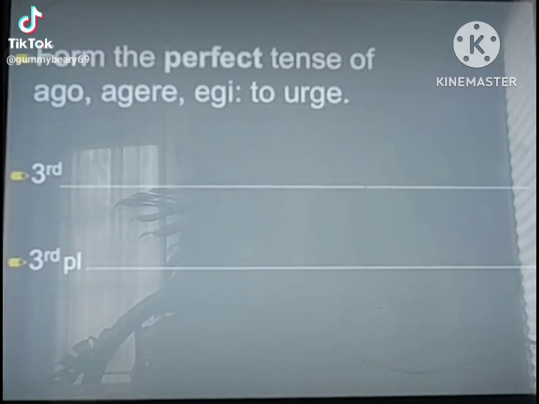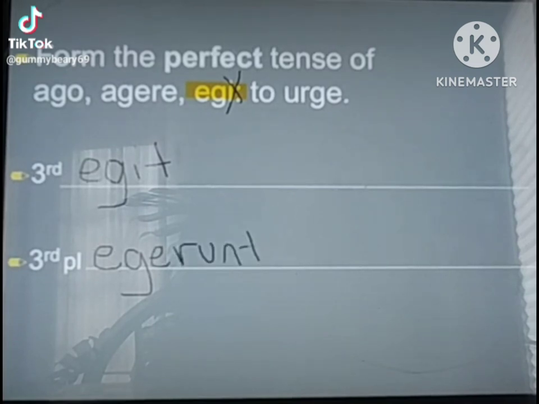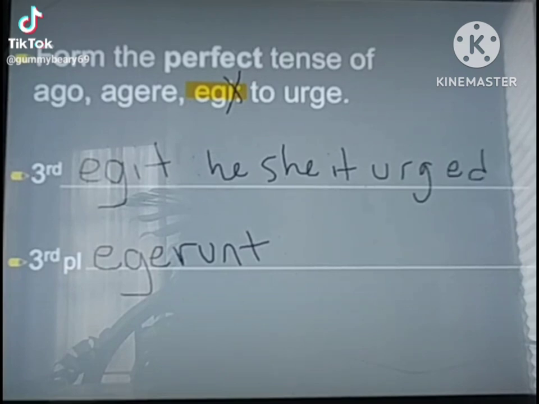Moving on to our perfect tense. For the perfect tense, we're going to use the third part of the verb. This is the only time that we actually use the third part of the verb. It's just reserved for that perfect tense. And when I use it, I'm going to always chop off the I. So EG is my stem there. And then technically I'm adding the I back in there, but I always want you to think that you're chopping that I off. Because in the second part, we're attaching ERUNT to make it plural. So no I there. That's why it's really important to use the correct stems to spell it correctly. So egit there would be he, she, or it urged, and egerunt would be they urged.